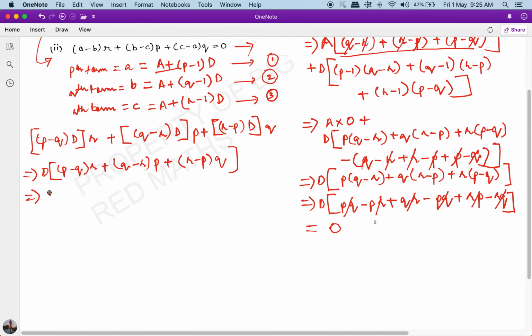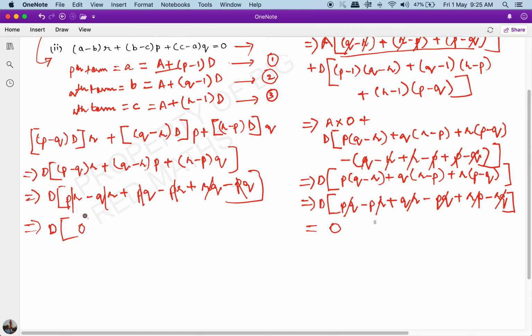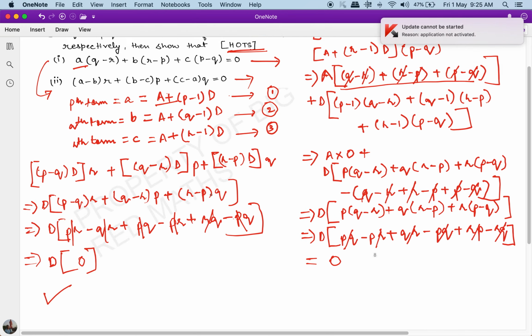And if I solve for this, let the D remain here as it is, it becomes PR minus QR plus PQ minus PR plus RQ minus PQ. Okay, now here everything will get cancelled. PR gets cancelled with minus PR, PQ gets cancelled with minus PQ, and QR gets cancelled with QR, and left with a 0 here. So the second part of the question is also proved here.